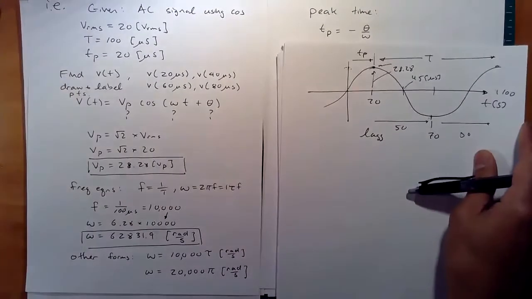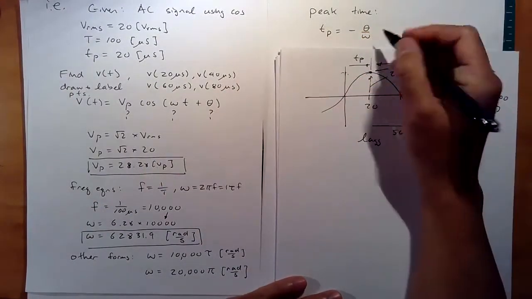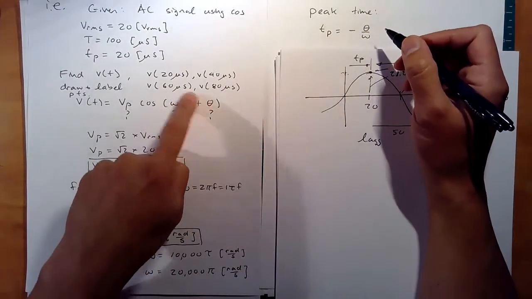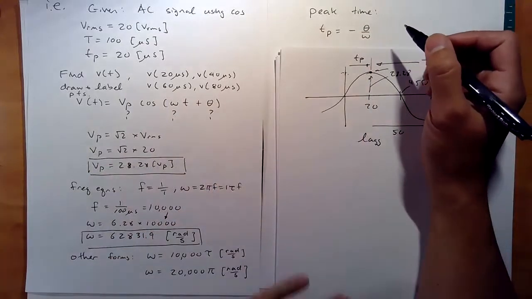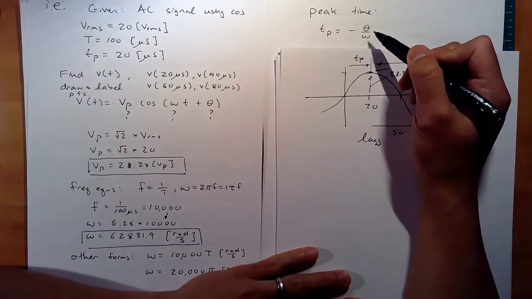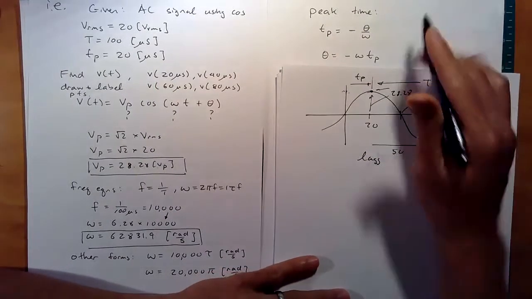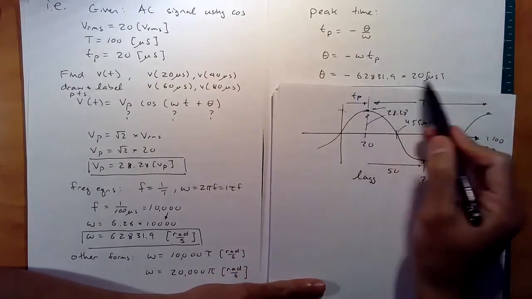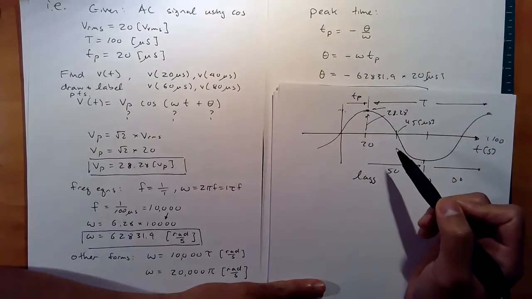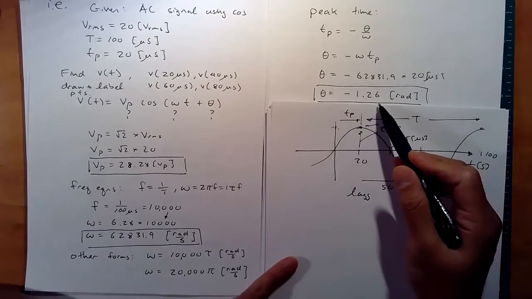All right, so for the peak time, we know the peak time equation is minus theta over omega. If you remember, how do we get that equation? It's just setting this to 0, right? Why do you set it to 0? Because that's when cosine is a peak. Good. And if we want to solve for theta, we know omega, we know the peak time because it was given in this case, and we just bring that over and we get this. So we take 20 microseconds and multiply by omega, no problem, and we get negative 1.26 radians.